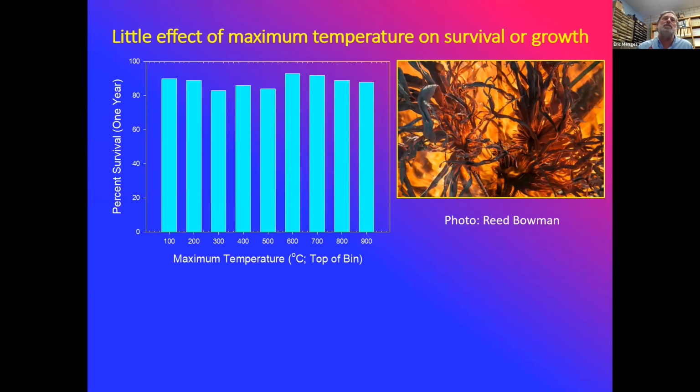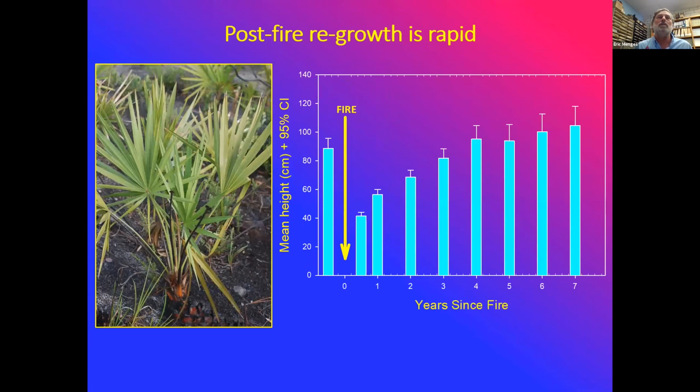So the graph here shows percent survival as a function of maximum temperature, and even small resprouting plants, herbs or shrubs, seem to survive very well. And it doesn't seem to affect the growth very much. There are differences among species. So saw palmettos recover their biomass a lot quicker than oaks. And anybody who's walked around a scrub 6 months or a year after fire will notice this.